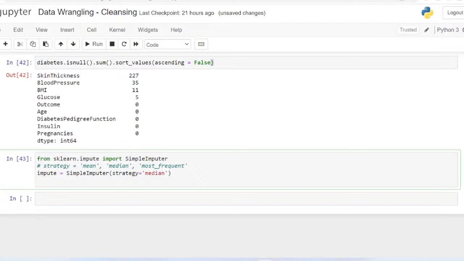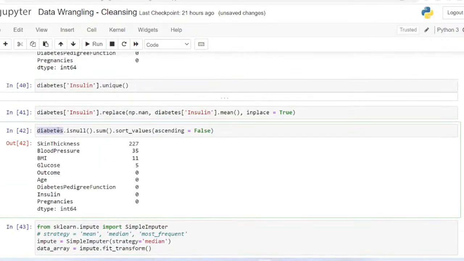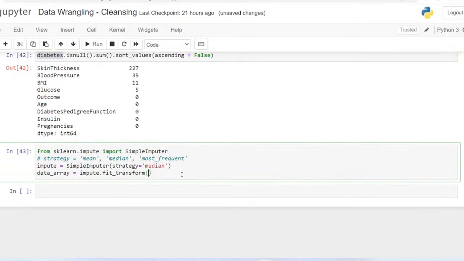Now what we will do in this case is take data_array equals to impute.fit_transform, and we can pass my data frame, which is diabetes, straight away. No need to write anything else in this case. Just apply the data raw.